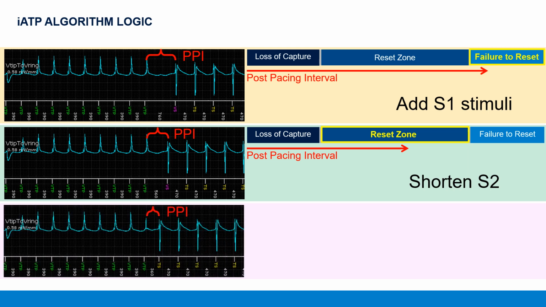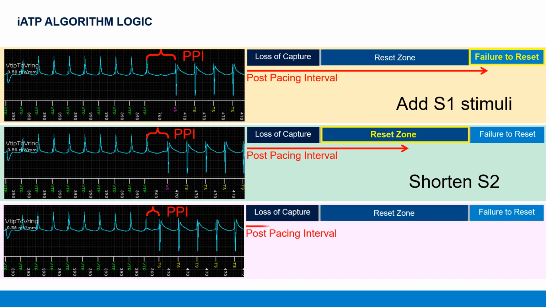And lastly, if you have a really short post-pacing interval, meaning that last paced beat failed to capture altogether, that tells the algorithm that you had loss of capture, and how it will behave is to lengthen that S2 so it captures and add an S3 beat so that that last beat can hopefully penetrate the excitable gap at the right moment and terminate the ventricular tachycardia.